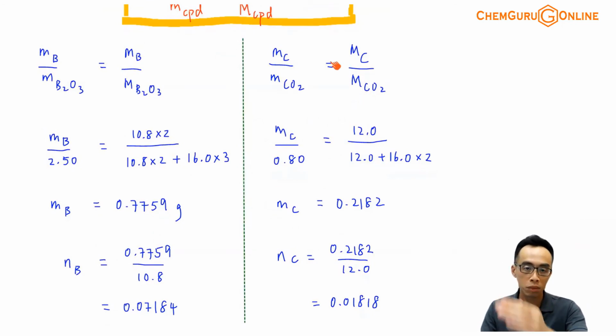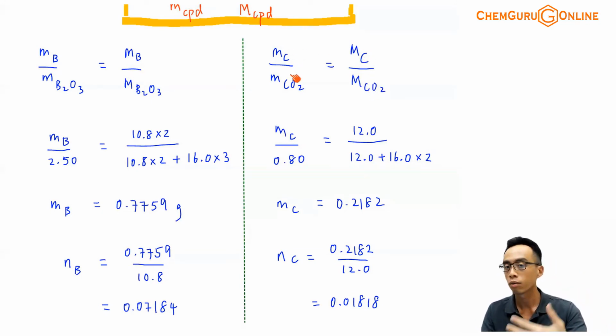In CO2, mass of carbon to mass of CO2 equals molar mass of carbon to the molar mass of CO2. So mass of carbon is the one that I want to determine. Mass of CO2 is given, 0.80. Then molar mass of carbon, of course, will just be 12.0. In 1 carbon dioxide, I only have 1 carbon, so this will just be 12.0 divided by the molar mass of CO2, 12.0 plus 16.0 times 2. Again, I bring the 0.8 over to the right hand side. I can solve for the mass of carbon, 0.2182.